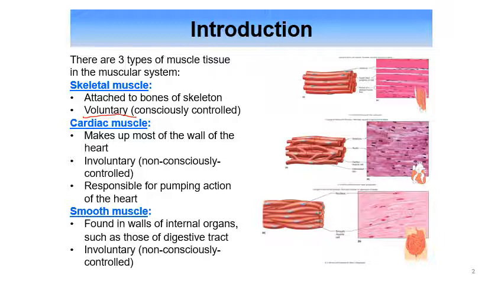Cardiac muscle is found in the walls of the heart, and this one is involuntary. You cannot consciously control it. But yeah, so this is responsible, of course, for pumping the blood inside the heart. Then the smooth muscle is found in the walls of the internal organs. So this is for the blood vessels as well, inside the walls of the stomach, the small intestine, large intestine. And smooth muscle is instead involuntary.